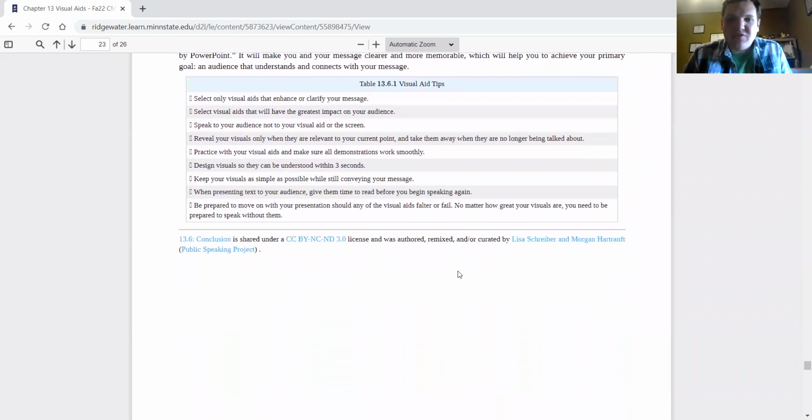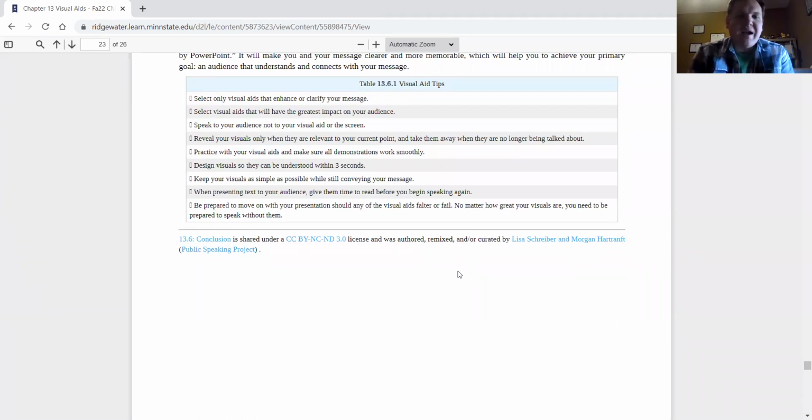So here's a list of tips that the chapter ends with. Select only visual aids that enhance or clarify your message. Select visual aids that will have the greatest impact on your audience. Speak to your audience, not to your visual aid or the screen. Reveal your visuals when they're relevant to your current point, and take them away when they're no longer talked about. Practice with your visual aids and make sure all demonstrations work smoothly. Design visual aids so they can be understood within 3 seconds. Keep your visuals as simple as possible while still conveying your message.